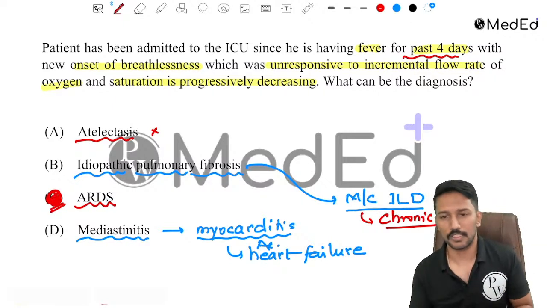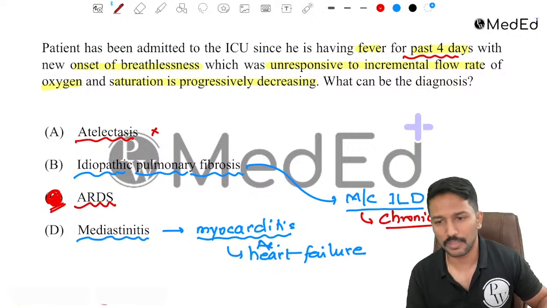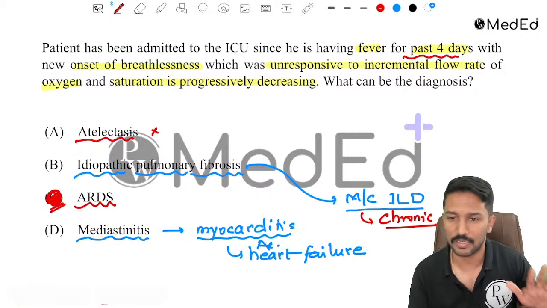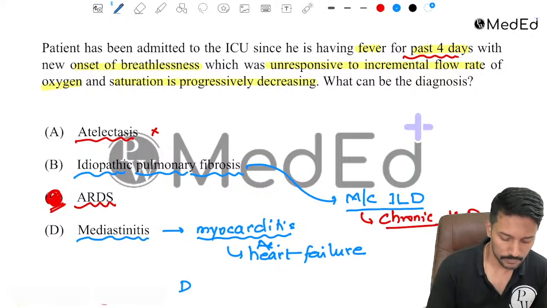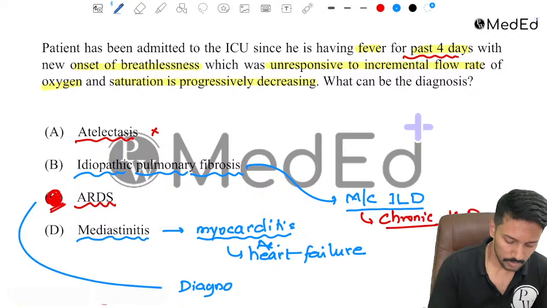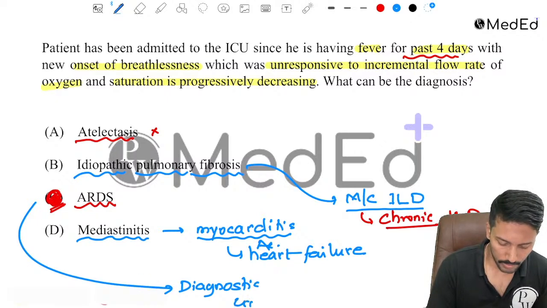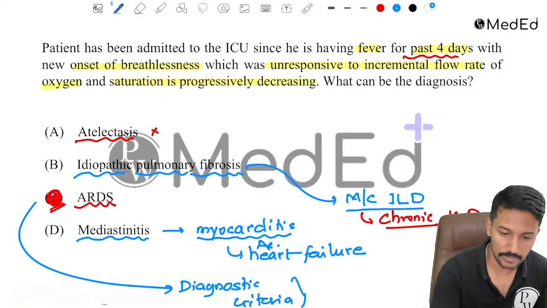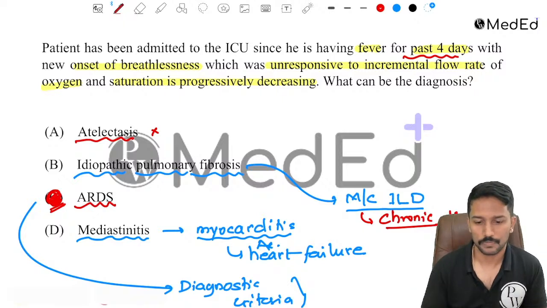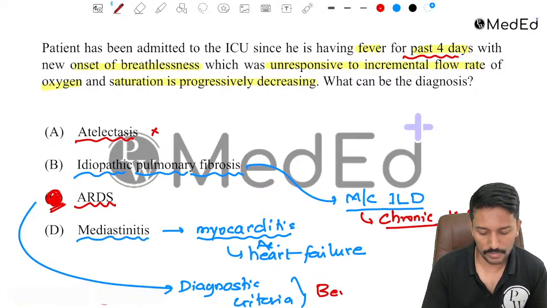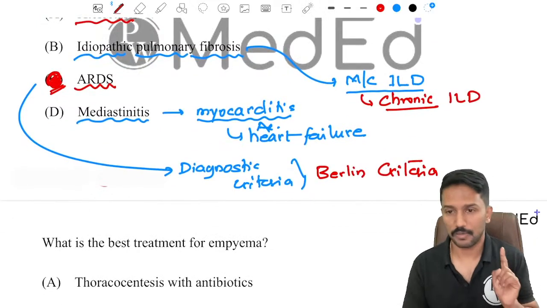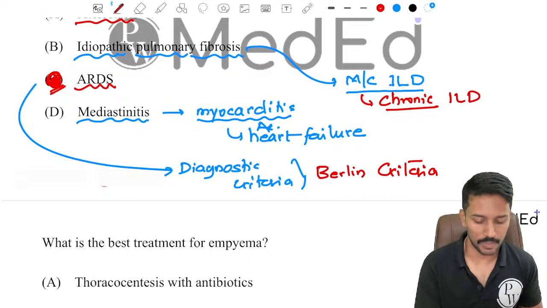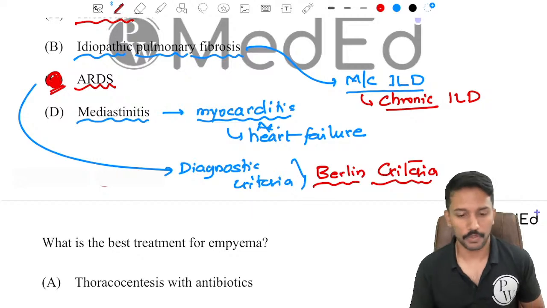In fact, for any patient in ICU who develops rapid onset shortness of breath, the first thing that should come to the mind of the ICU doctor is ARDS. Now before I move further, what is the diagnostic criteria for ARDS? Because that can be an MCQ, right? The diagnostic criteria for ARDS is named after a city. Which city? That's called the Berlin criteria, right? So please remember the Berlin criteria, spend some time on it for revision, and please remember the severity classification of ARDS based on the PaO2 by FiO2 ratio. Okay.